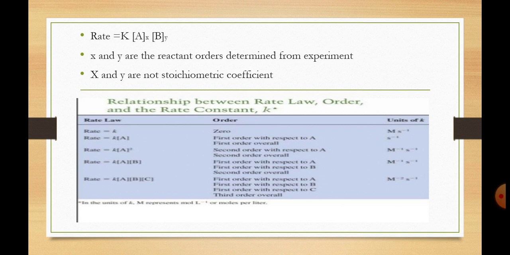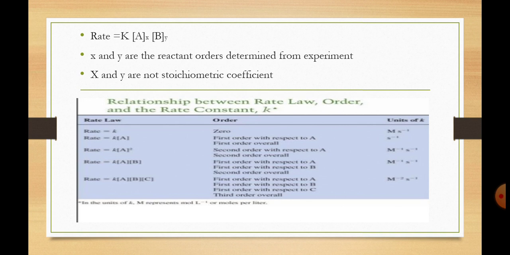The second one, rate is equal to K times the concentration of A, first order with respect to A. The unit of this will be s inverse. The third one, rate is equal to K times the concentration of A with power 2. Second order with respect to A, it means that power 2 shows us a second order reaction. It is not a stoichiometric coefficient, second order overall. So the unit will be M inverse s inverse.